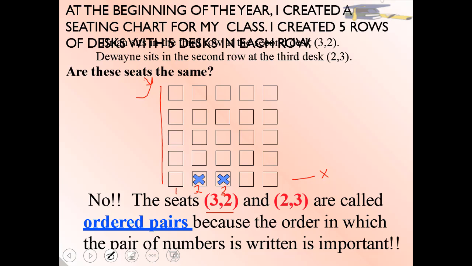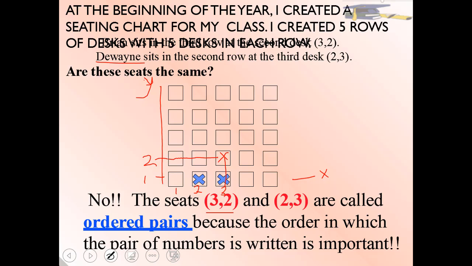So 1, 2, and 3. And here, 1, 2. So 1 and 2. So here, the intersection of 3 and 2 would be here. 3 from the x and 2 from the y. So this would be the student who would be sitting in this seat. So Dwayne, the student Dwayne, would be sitting in the seat 3 and 2.